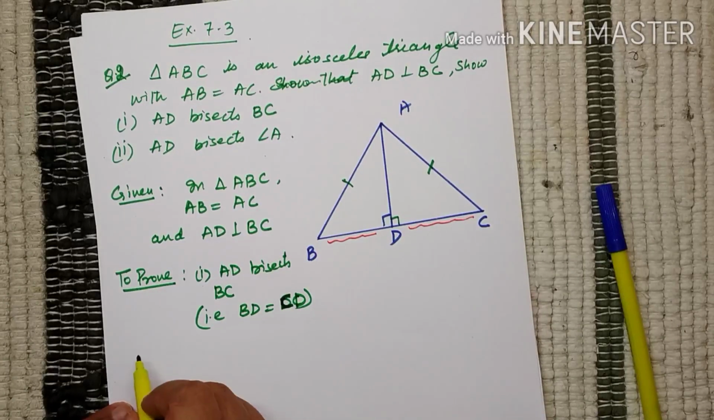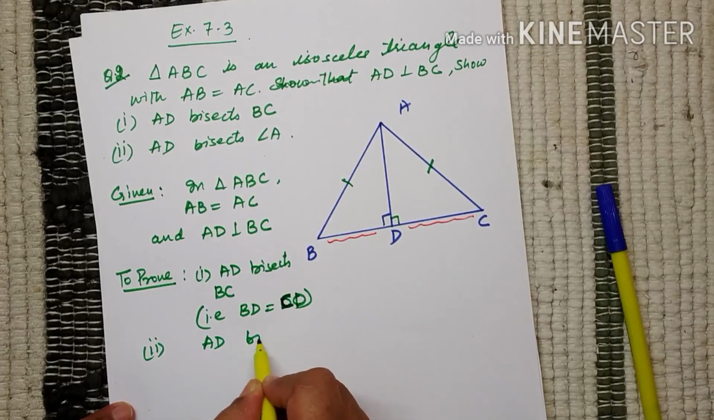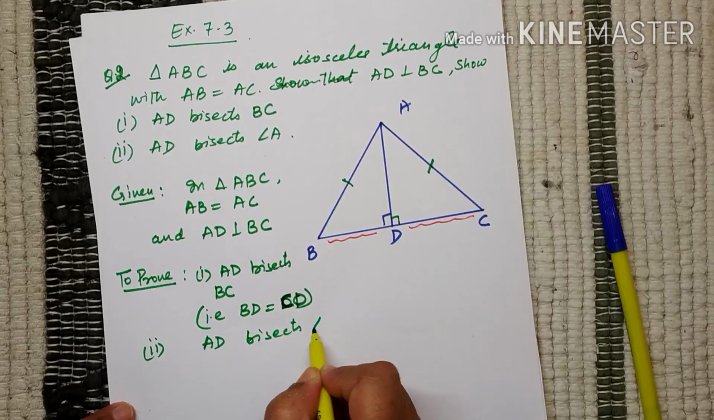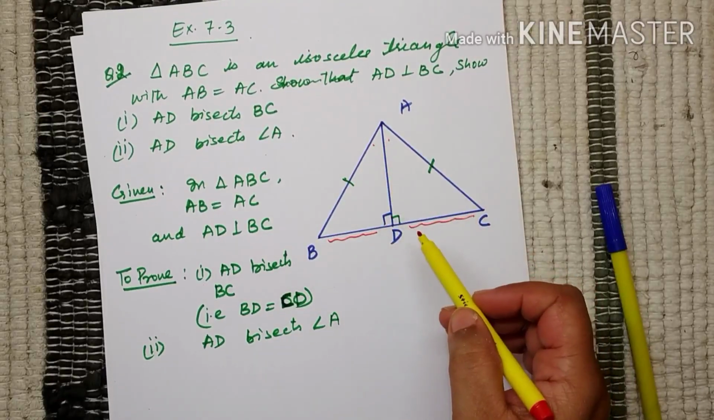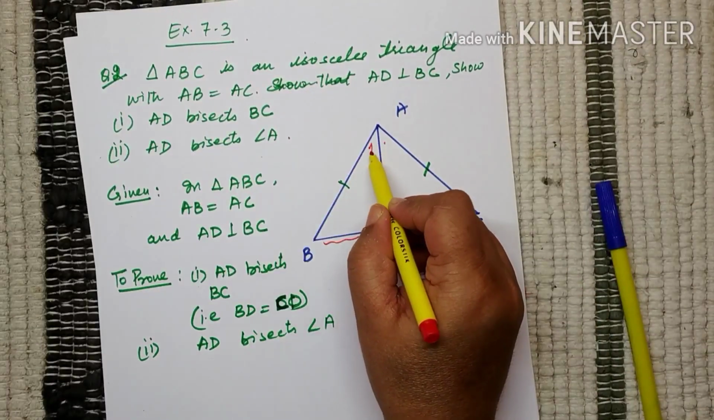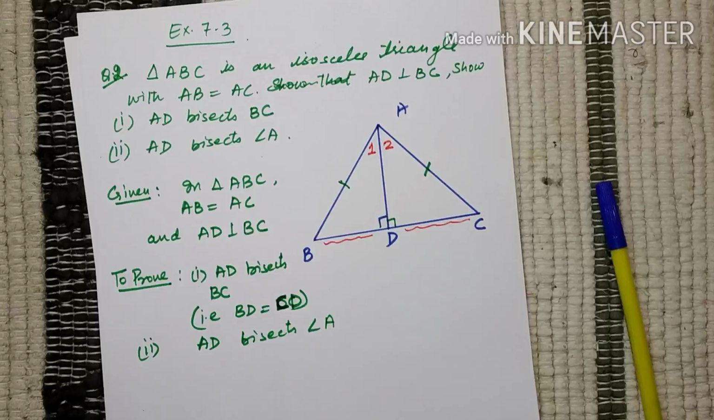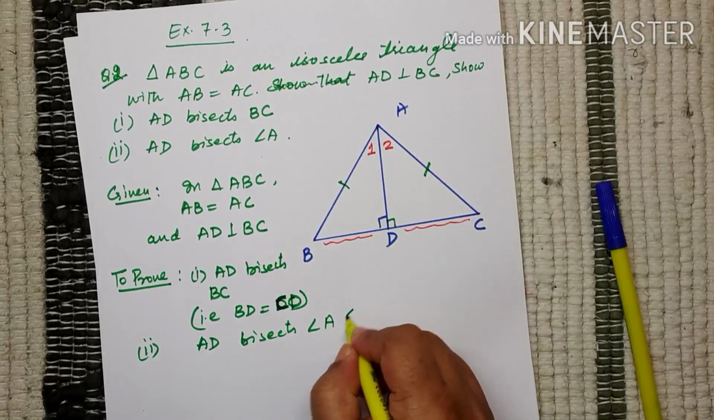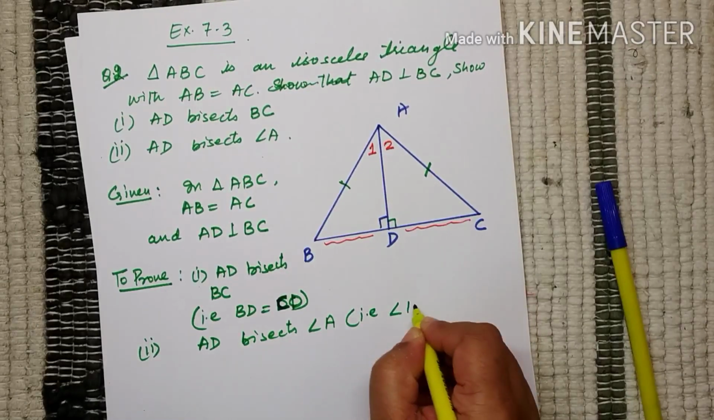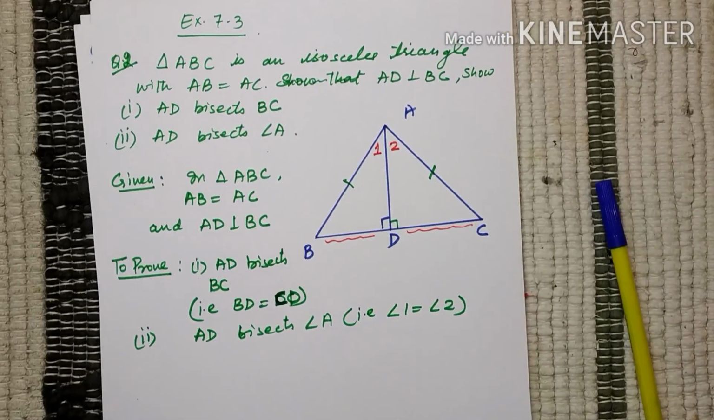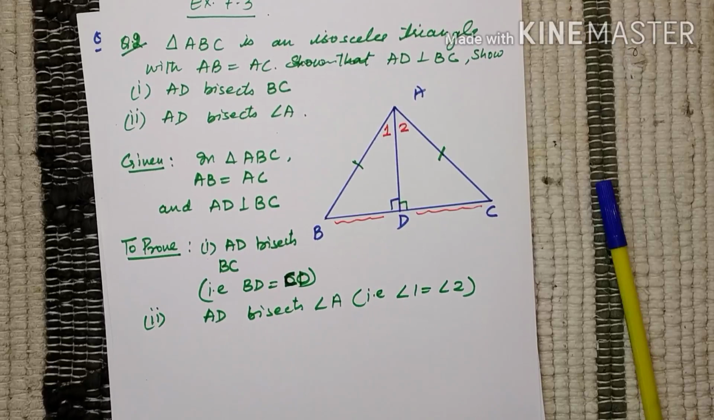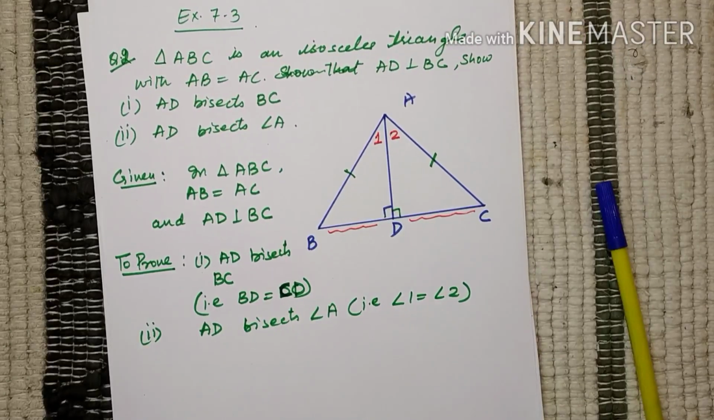Now the second part, I need to prove AD bisects angle A. That means angle A is divided into these two parts, right? I need to prove these two parts equal, 1 and 2 equal. So I need to prove angle 1 is equal to angle 2. Once we have jotted down whatever we need to prove, now we start with the proof.